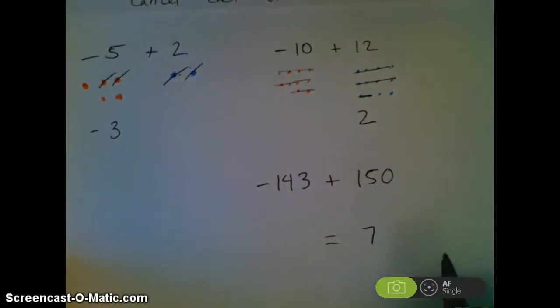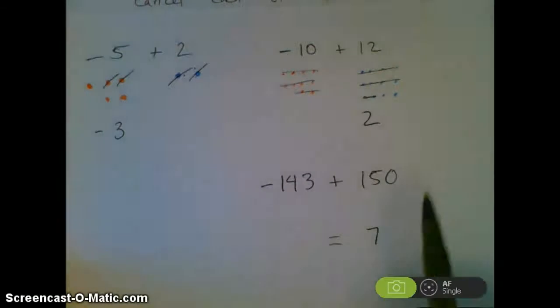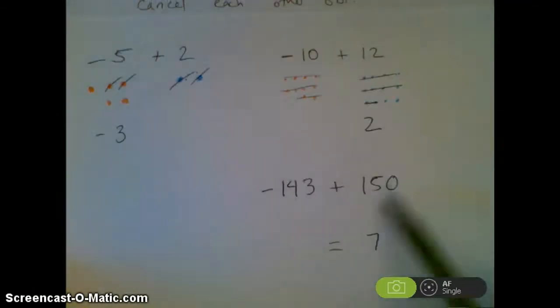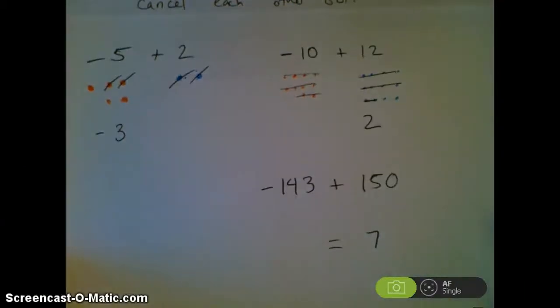So if you get away from the number line and you start thinking of these in terms of dots that are represented by the number, then you can get to the answer a little bit easier.